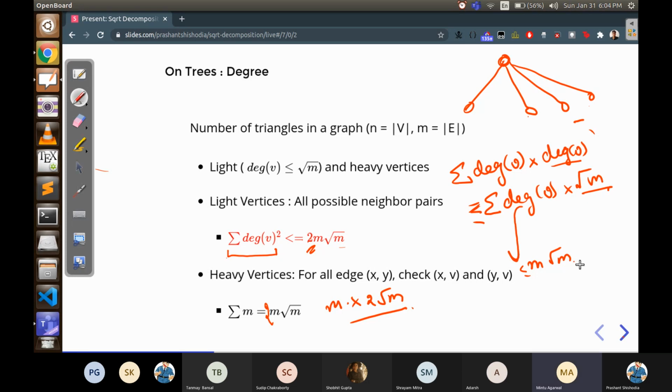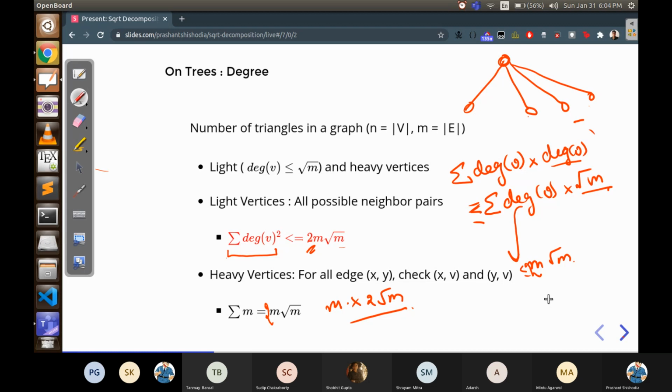Won't that be less than equal to 2m? Yeah, the sum of degrees. I'm just saying don't worry about the constant, just worry about the asymptotics here. Okay, it would be less than 2m. So my point is that this will appear many and many times.